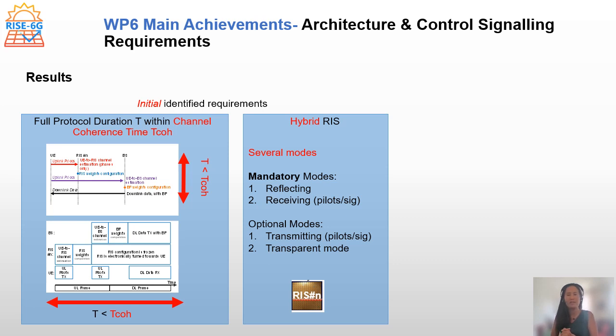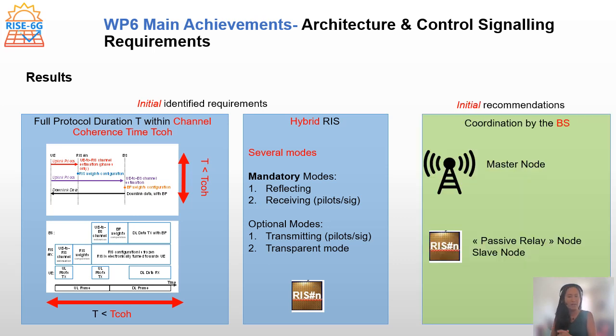What we learned as well is that in all schemes, there is a reflecting mode at the RIS and a receiving mode. This receiving mode is to listen to pilots and control signaling mainly from the base station, sometimes from the user equipment. Some schemes need some optional modes like transmitting pilots and control signaling, or a transparent mode, a mode where the RIS is almost like it was not there. And the last lesson learned is that the base station appears to be the master node of the RIS, which is in most schemes kind of a passive relay node and a slave node.